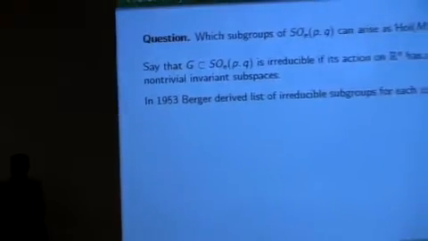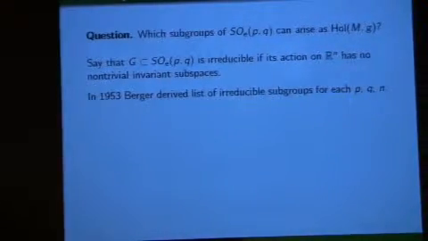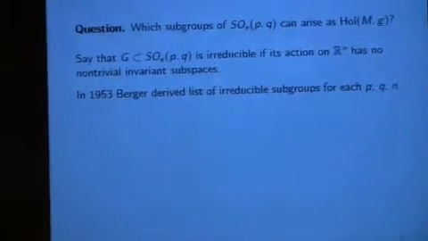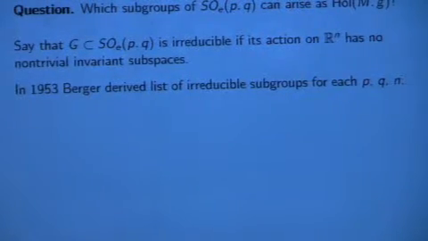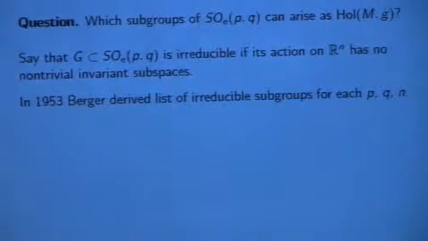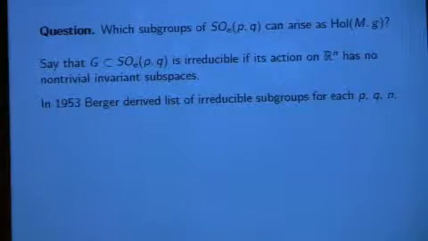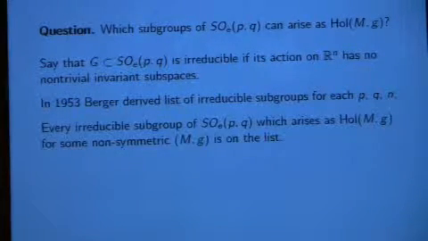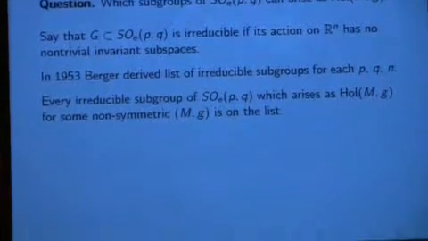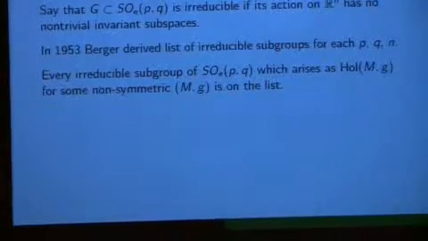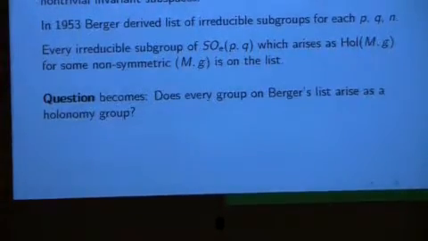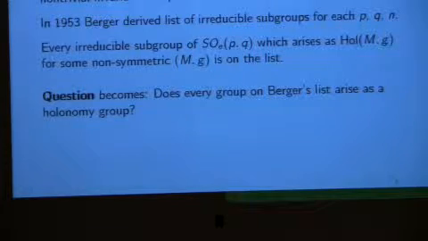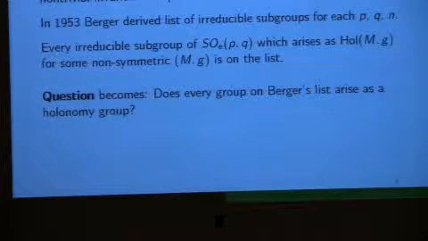In 1953, Berger derived a list of irreducible subgroups. For every p, q, and n, there's a list. So you fix your dimension, you fix your signature, you get a list of groups, and they're all irreducible. And this list has the property that any group that can arise as a holonomy group has to be on this list. So it just restricts the possibilities. Every irreducible subgroup which arises as a holonomy group for some pseudo-Riemannian manifold has to be one of the ones on this list. So what this does is rephrase the question: does every group on this list arise as a holonomy group? He says you only have to worry about the ones on this list.